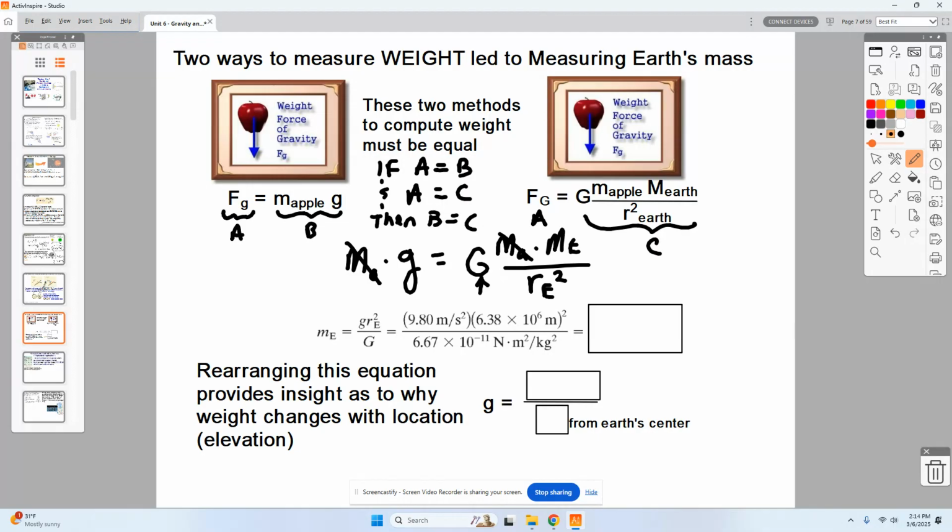I know you could Google it. You could ask Bing, what's the mass of the Earth? I want you to be able to calculate. How does Google know? They use this law. Right? Give it a go, see if you can calculate the mass of the Earth.